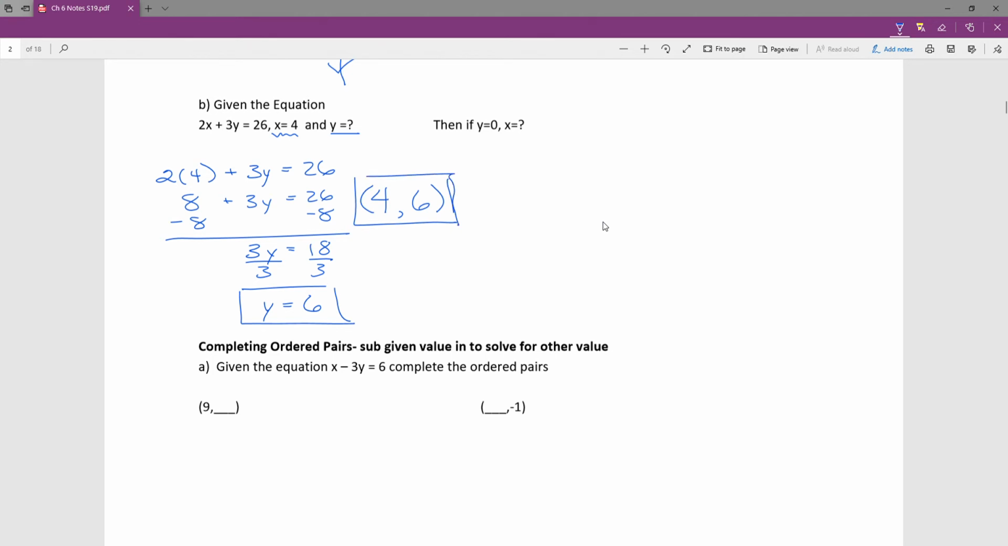Okay, one more. I love subbing in zeros, as you will soon hear. So x is what I don't know, but I do know that y equals 0.